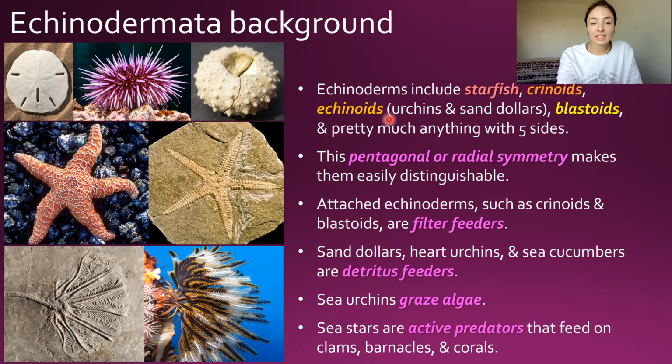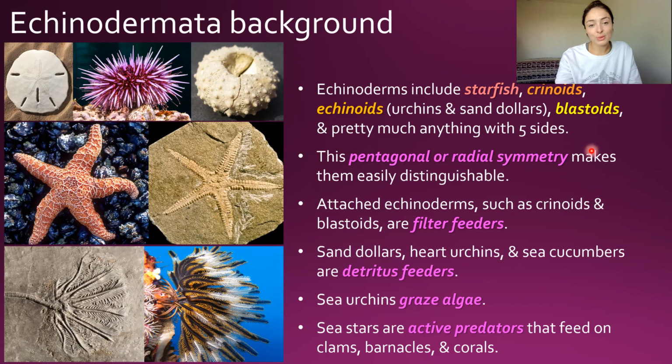They also include things like echinoids, or heart and sea urchins, and sand dollars, as shown up here in the top. We have a living urchin here in the middle with all its crazy spines. We have a fossilized one on the right, and we have a sand dollar to the left. And they also include things like blastoids, which aren't pictured here, but we'll talk about what blastoids are on a later slide, and pretty much any other invertebrates with 5 sides.